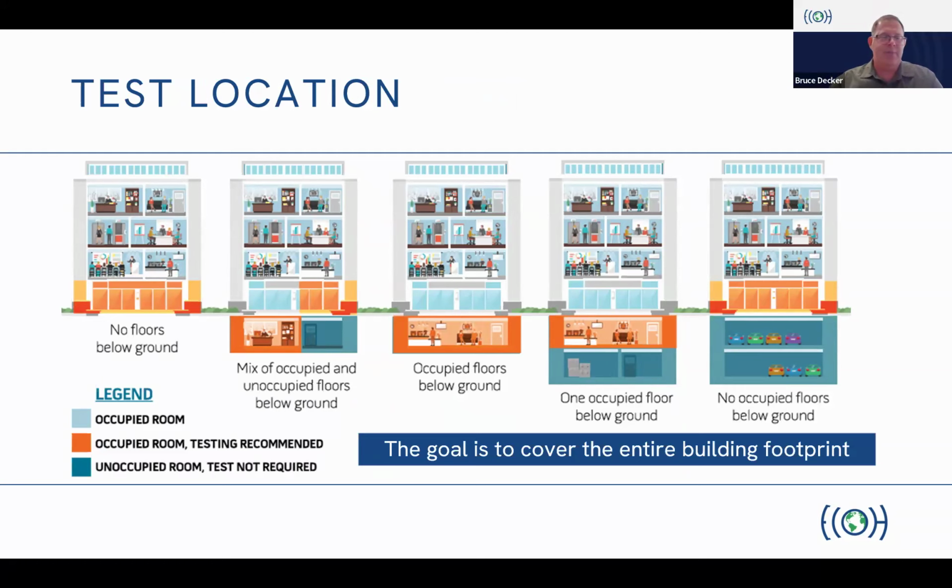But if it's a slab on grade, you're testing everything on the main floor. If you've got an office in the basement, for example, that's where you would test. The area over here that you see isn't occupied, so you test above. And you don't test above the office because you've already got the worst case scenario there. So that's generally the gist.